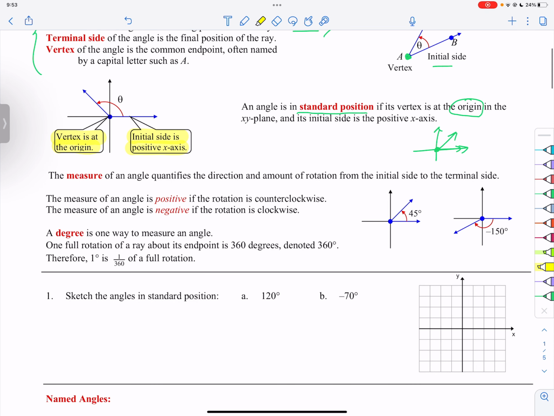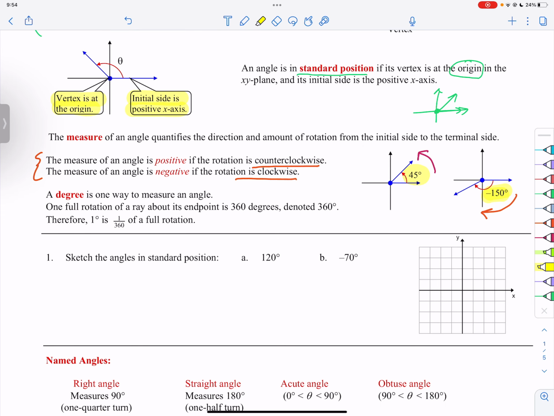Now, the measure of an angle can be positive or negative. And if the angle rotates counterclockwise, then the measure of the angle is positive. And if the rotation is clockwise, as you can see here, we're going to have a negative angle. And you can see this angle is negative 150. Because we rotated counterclockwise here, our angle is positive. And a degree is one way to measure an angle.